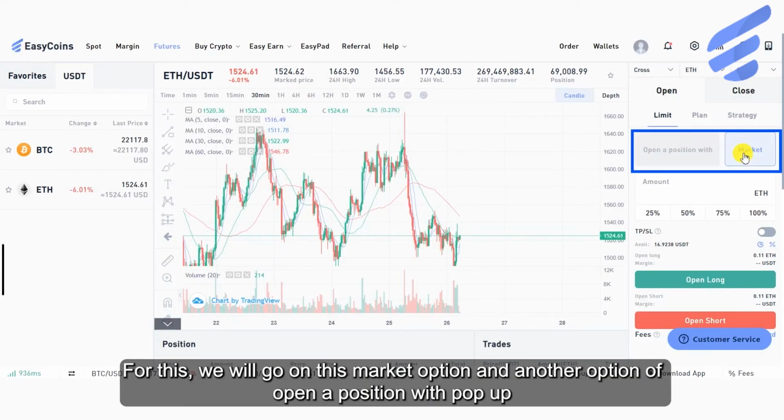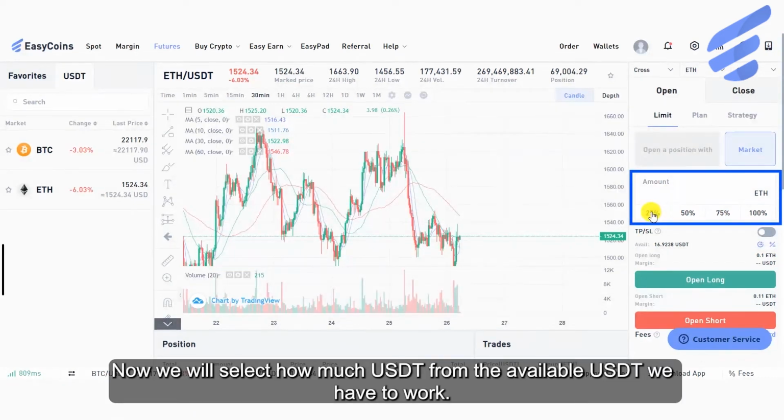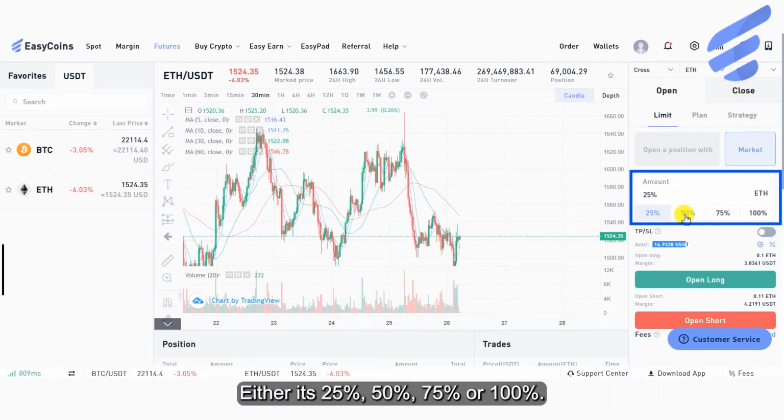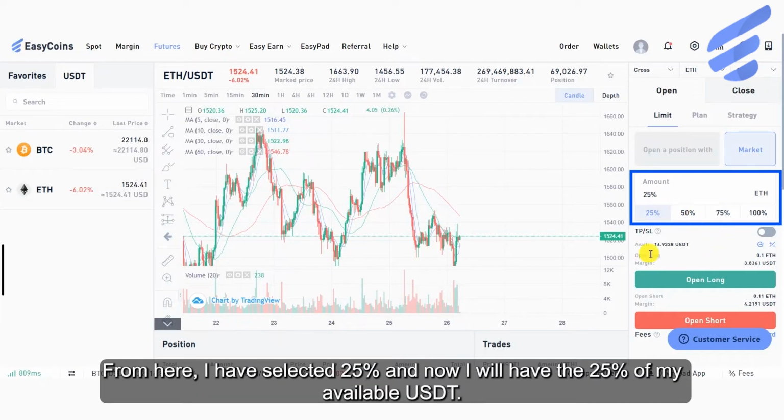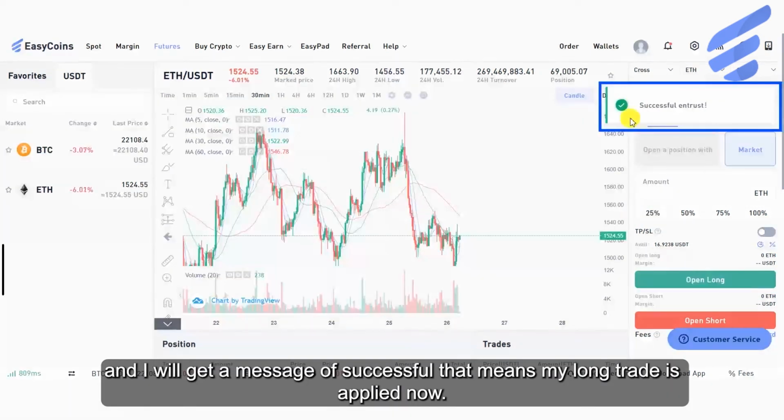For this, we will go on this market option, and another option of open a position will pop up, and our position will open at the market price. Now we will select how much USDT from the available USDT we want to work with. Either it's 25%, 50%, 75%, or 100%. I have selected 25%, and now I will have 25% of my available USDT, and I will open a long trade on it. And I will get a message of success, which means my long trade is applied now.